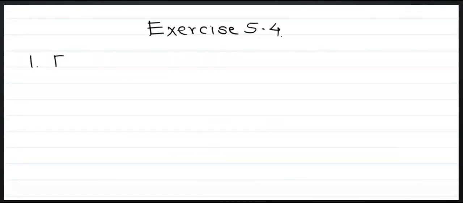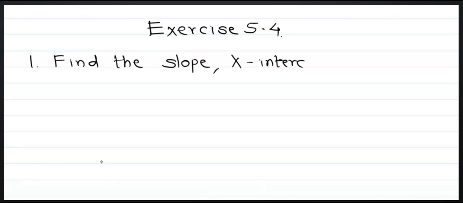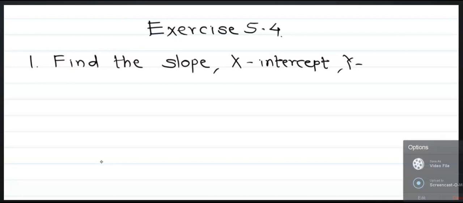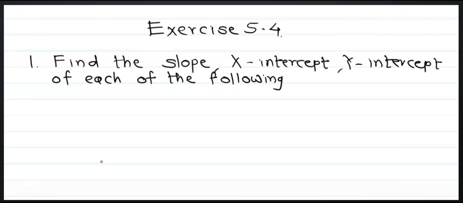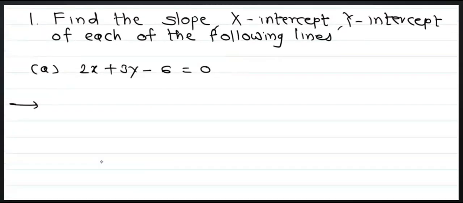Therefore, exercise 5.4. Now we'll see: find the slope, x-intercept and y-intercept. Now in this case, I have solved all the examples in another way. Now see this. For each of the following lines, a: 2x plus 3y minus 6 is equal to 0.